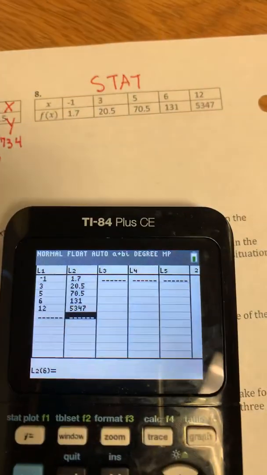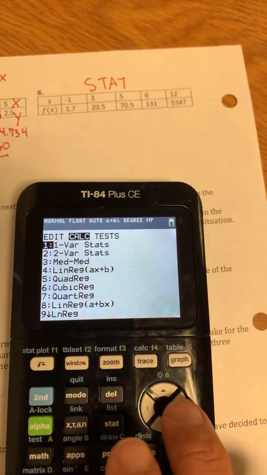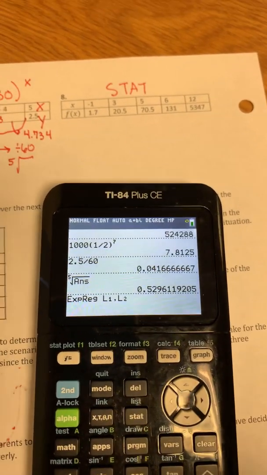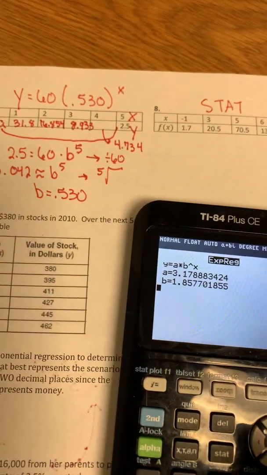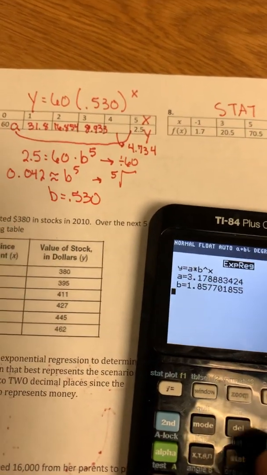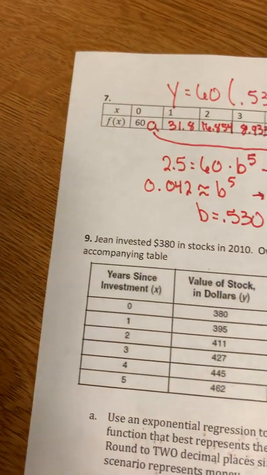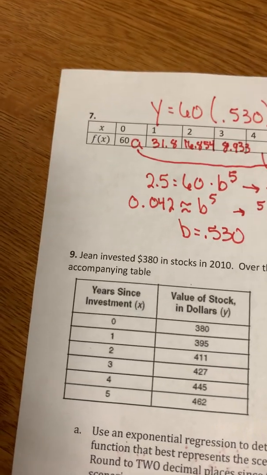All right, there we go. So now I'm just going to press the stat button. I'm going to scroll over to calc. I'm pressing 0 for exponential. I have to hit enter 4 times, and there we go. So hopefully that looks about right. Okay, so let me just double check. 12. Yeah, okay.